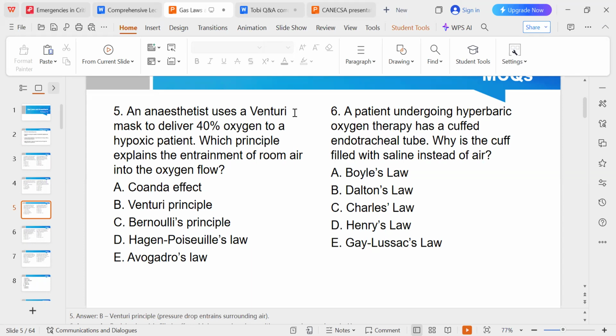A patient undergoing hyperbaric oxygen therapy has a cuffed endotracheal tube. Why is the cuff filled with saline instead of air? Which law explains the reason why the cuff of the endotracheal tube is filled with saline instead of air in a hyperbaric chamber?